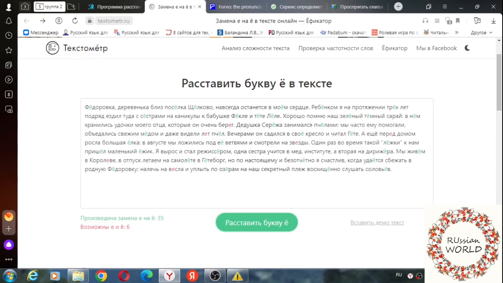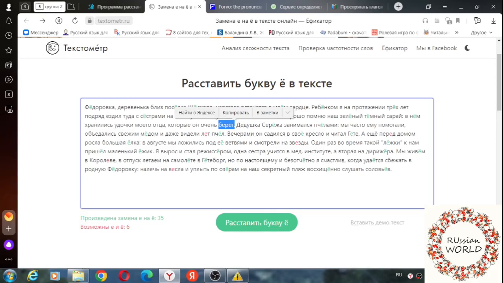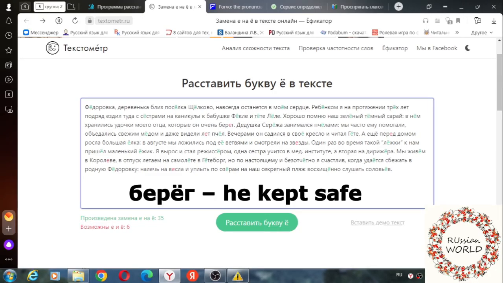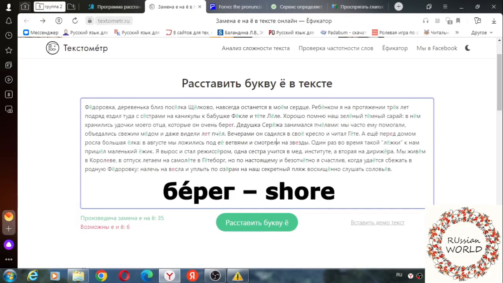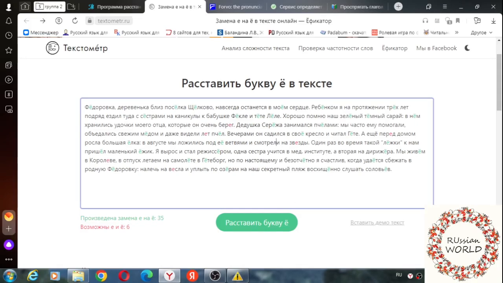And red color means that both options are possible. For example, let's take a look at the word берег. Here you can see it. If I pronounce it with letter yo, берег, I mean that he kept safe. But if I pronounce it with letter ye, берег, I mean shore, like seashore, river shore, and etc.